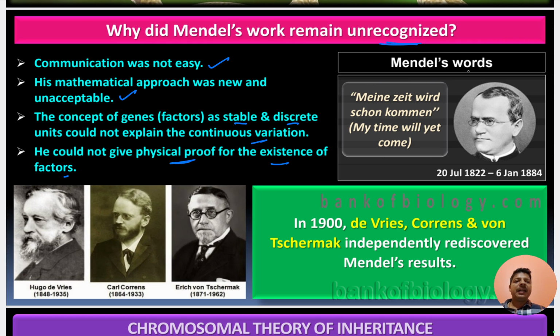That's why his work was unrecognized. And Mendel's words: my time will yet come, not now but afterwards. And in the 1900s, three scientists came, De Vries, Correns and von Tschermak, who independently rediscovered Mendel's results.